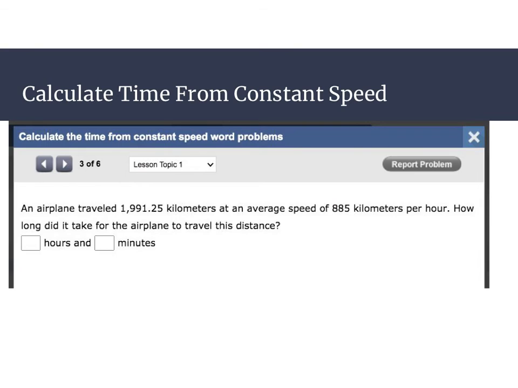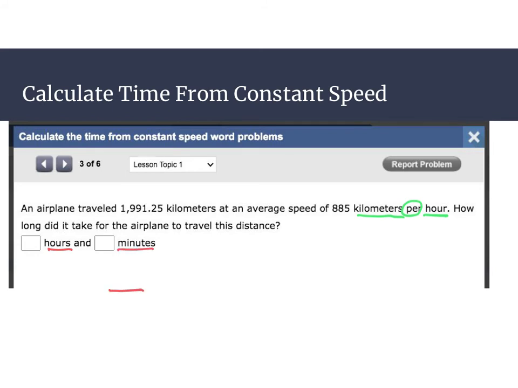We're going to try this exact same type of problem with another one. It says an airplane traveled 1,991.25 kilometers, or 25/100ths kilometers, at an average speed of 885 kilometers per hour. So let's look at that. There's our rate, 885 kilometers per hour. How long did it take for the airplane to travel this distance? Now, if our answer was just in hours, we could go ahead and set up that proportion and not have to worry about it. But the problem comes in because our answer is going to be so many hours and so many minutes.